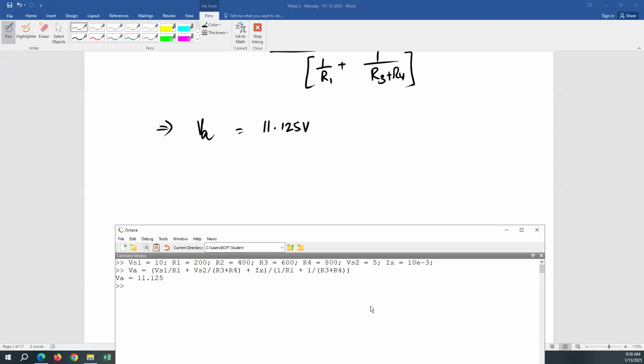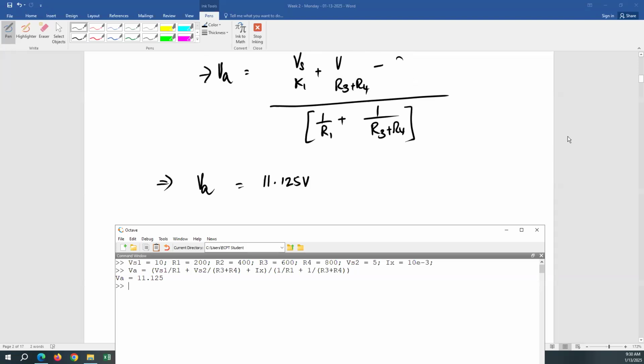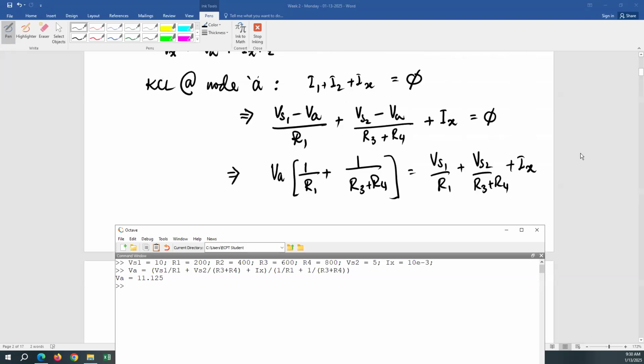Simplification. Okay, let's go back to the simplification. So you're taking VA because it's unknown. You're taking both VAs on the other side of the equation, right? So both are negative, so they're going to become positive.